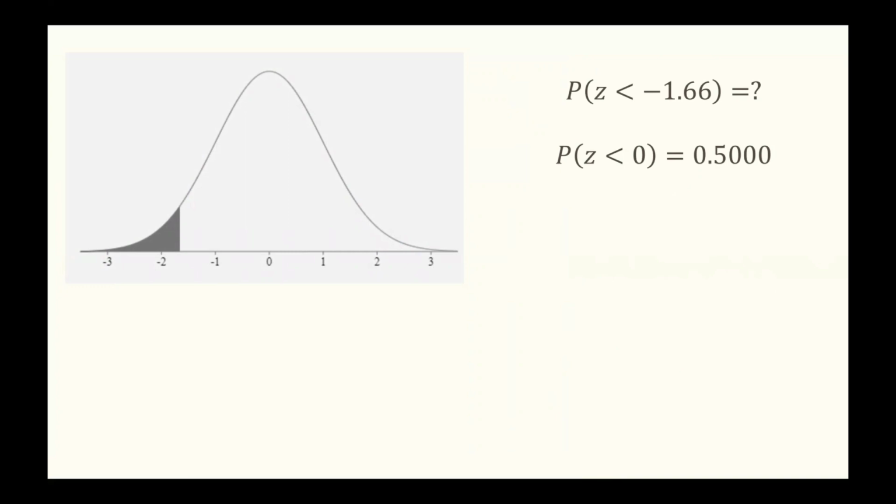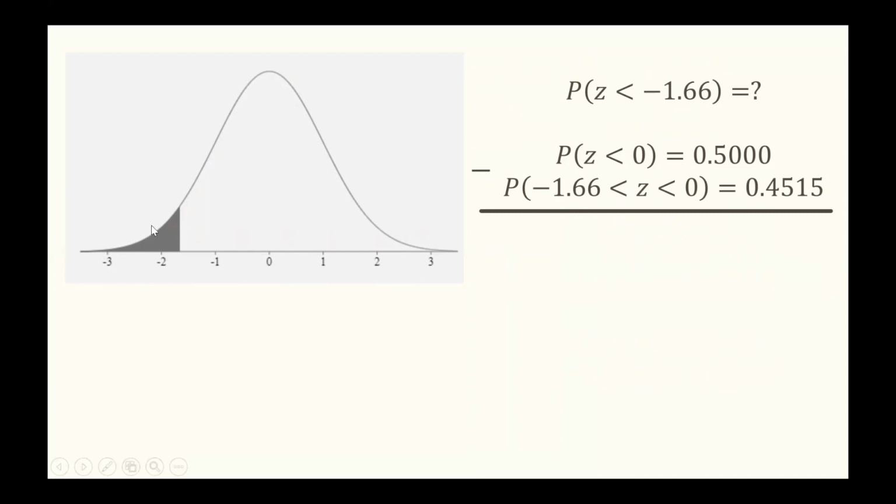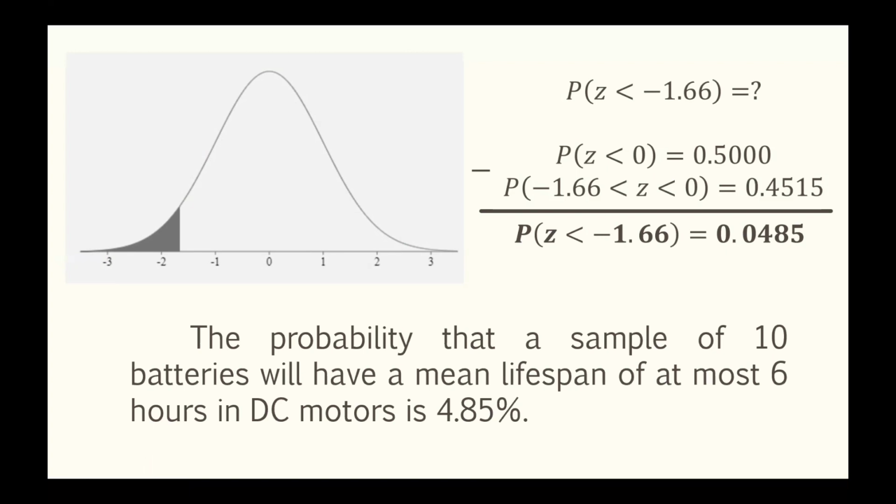So para makuha natin yung shaded region ng normal curve, and yung shaded region ay nasa kalahati lang naman ng normal curve, so itong 0.5 ay babawasan natin nung unshaded region from negative 1.66 to 0, and that is 0.4515. So, we're going to get the difference of that to get the area of the shaded region. That is equal to 0.0485. Therefore, the probability that a sample of 10 batteries will have a mean lifespan of at most 6 hours in DC motors is 4.85%. 4.85%, that is the probability.